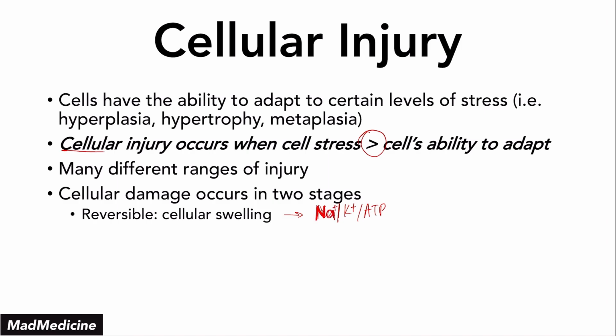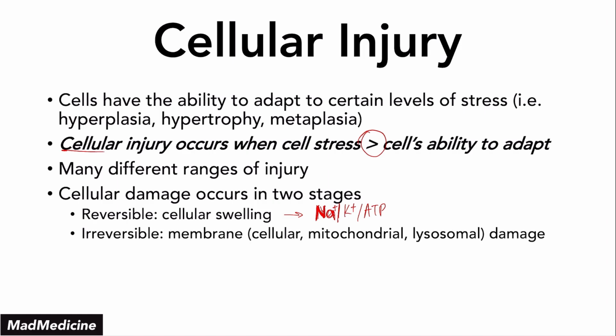So with that being said, that's the first step. The second step is the irreversible stage. Essentially, this is where you get membrane damage. The cellular, mitochondrial, and lysosomal membranes get damaged, and when that happens, you cannot do anything. The cell will die. Okay?